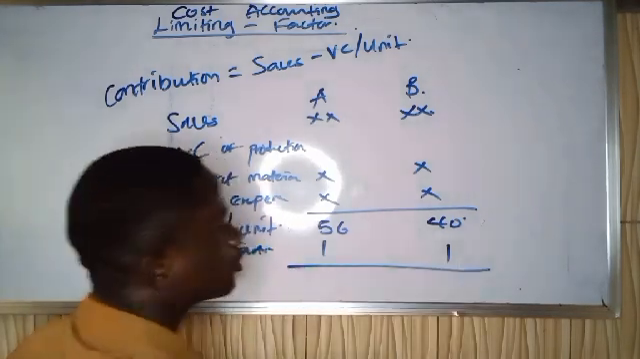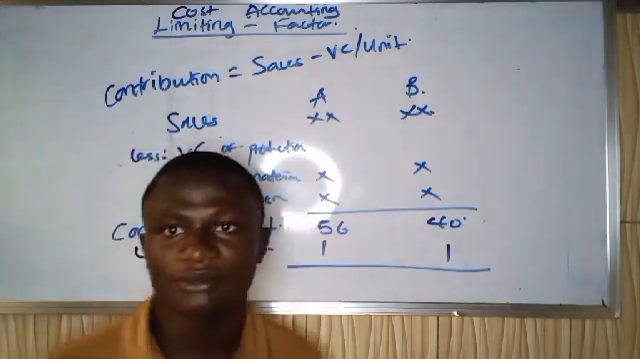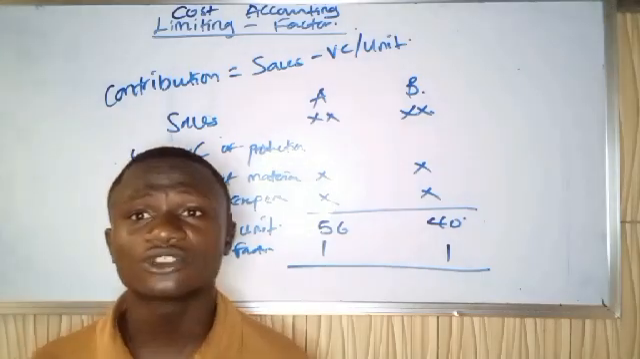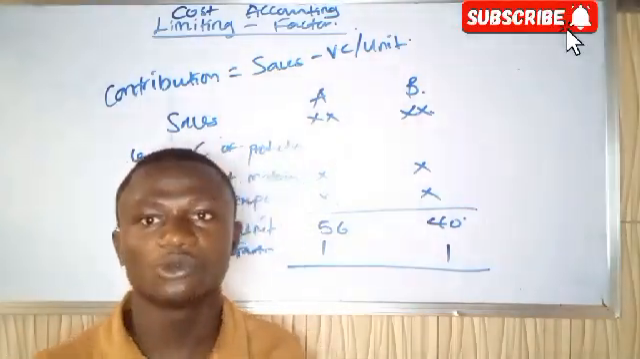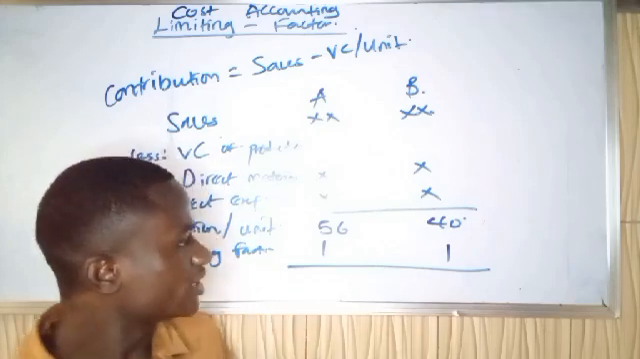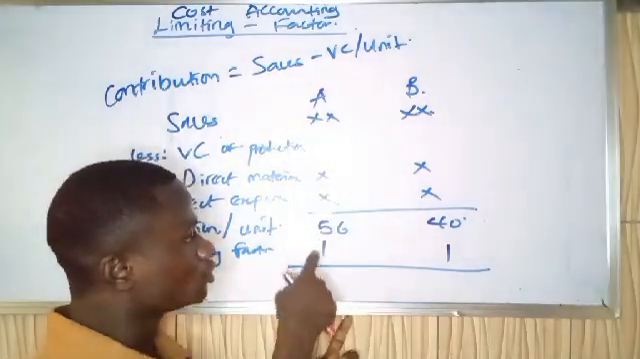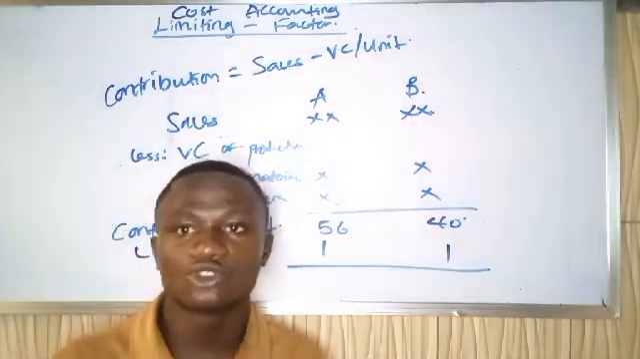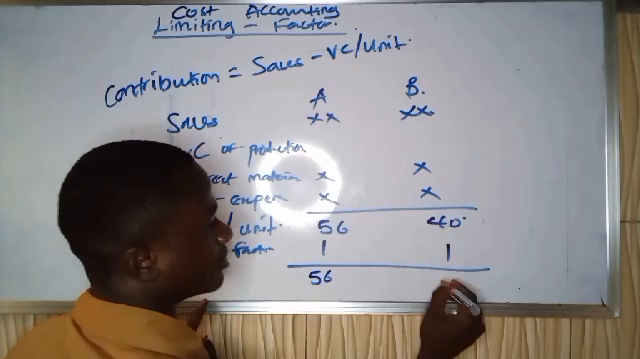The next thing you are going to do is divide your contribution per unit by your limiting factor. Why are we dividing our contribution per unit by our limiting factor? Because we want to get the contribution we will realize if we spend 1 unit of our limiting factor on producing A. How much contribution am I going to realize? So 56 divided by 1, I have 56. 40 divided by 1, I have 40.